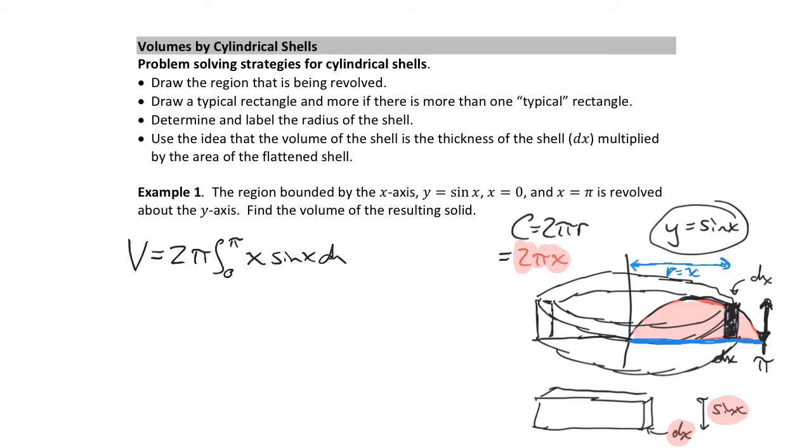Now, where did that stuff come from? The x came from my radius, so 2 pi times x, that's the circumference. Sine of x is the height of the rectangle, and dx is the width of that little shell that we had there. So now we're going to have to evaluate this. I recognize that because the x is in front of the sine of x, I can't evaluate the integral, but if it were gone, I could, which leads me to believe it's an integration by parts problem.